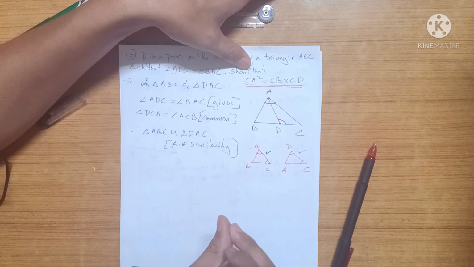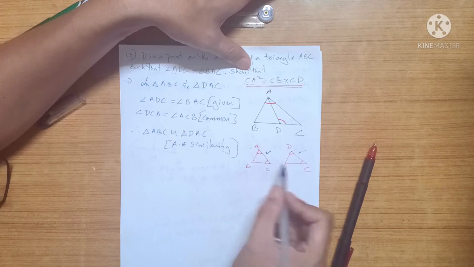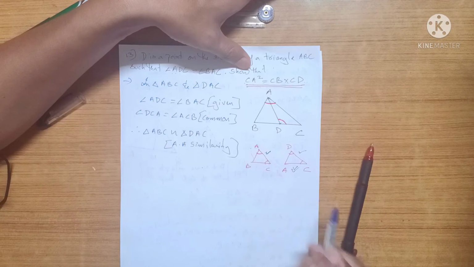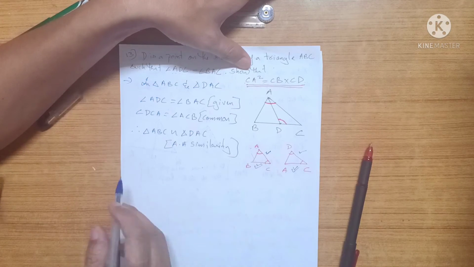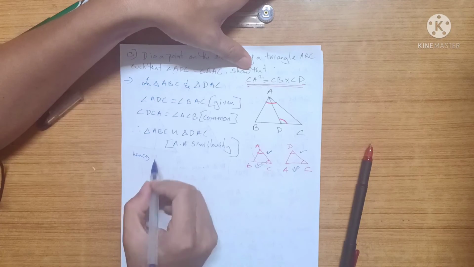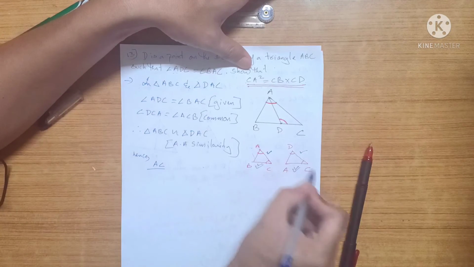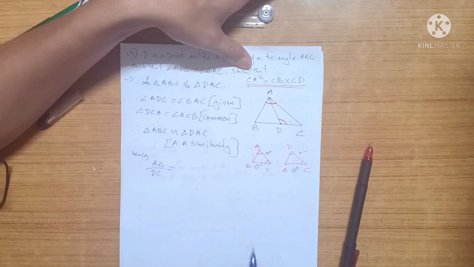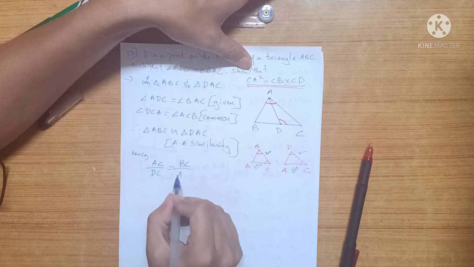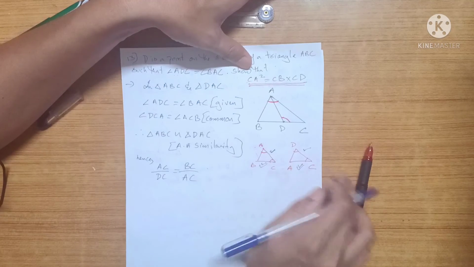Now I have to find another CA. In this, I've already taken the CA. So here I'm trying to find CA, which is on the bottom. So I have to take this, which means automatically I have to take this. So hence AC by DC equal to what? BC by AC. Okay, AC by DC equals BC by AC.